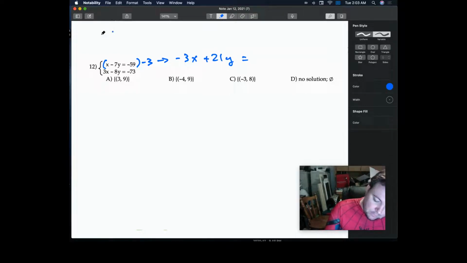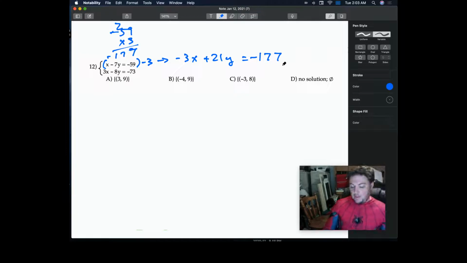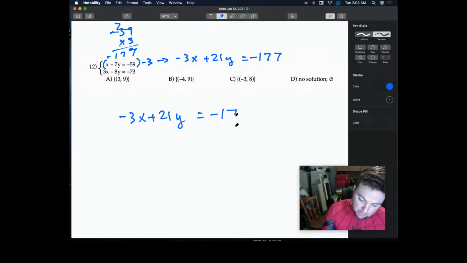now -59 times -3 is not simple, but we can do that pretty. Can't read my handwriting. 5 times 3 is 15 plus 2 is 17. So that's -177. The reason why we'd want to do that is because we can clearly see that by doing that, the x's are going to match up. So what are we going to have? I'm just going to rewrite it. -3x plus 21y equals -177.